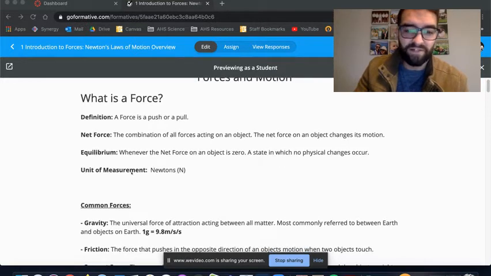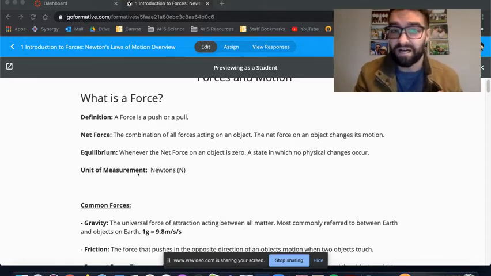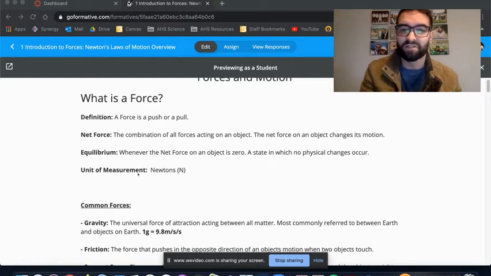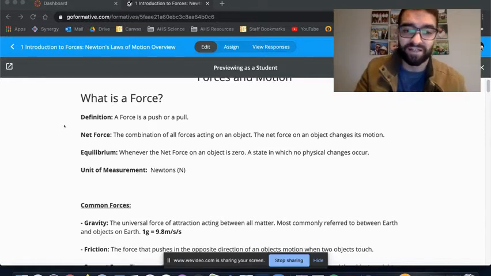And the unit of measurement, this is going to be new to us. We've been talking about units for distance, units for velocity, units for acceleration, units of time. Now we're going to talk about the units of force. The good news is there's only one, and it's Newtons. So we're going to get familiar with Newtons, and it is represented by a capital N.